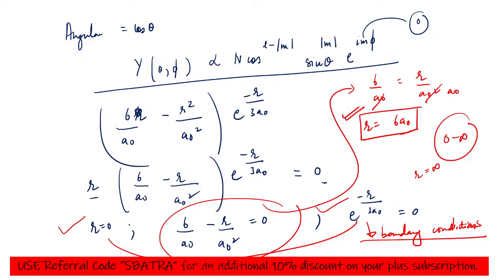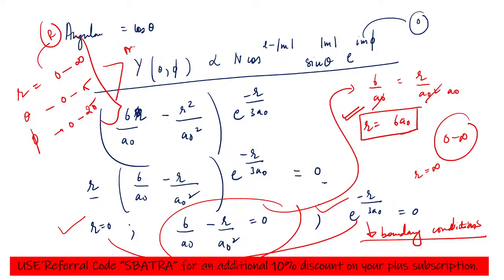For the hydrogen atom we have three polar coordinates. We have r, then we have theta and phi. For r the limit is 0 to infinity, for theta it's 0 to pi, and for phi it's 0 to 2 pi. This is the radial part, and these two will give you the angular part. I hope this one is clear.